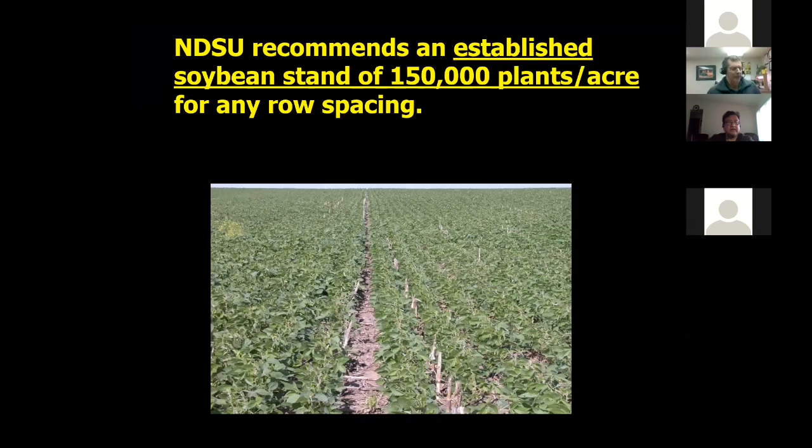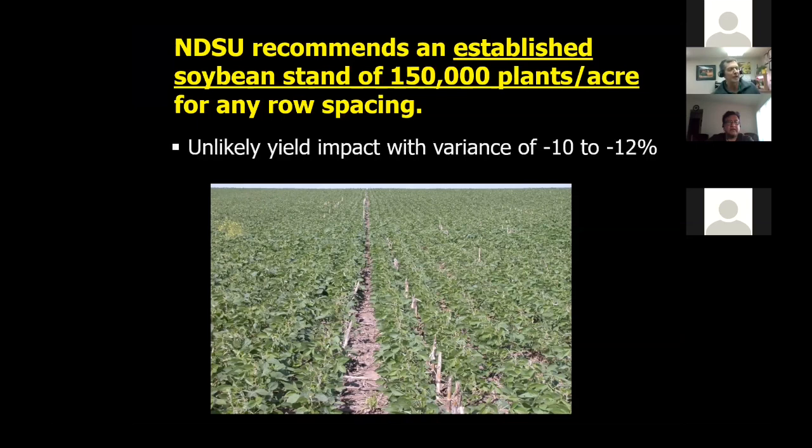All right, so NDSU over the long term has recommended an established soybean stand of 150,000 plants per acre for any row spacing. And we have enough data where we need to explore that and maybe fine tune it. But as of today, this is still our recommendation. And our data is also indicating that if we have 10 to 12% less from this 150,000, we're still in good shape. It just might require a little bit more management.